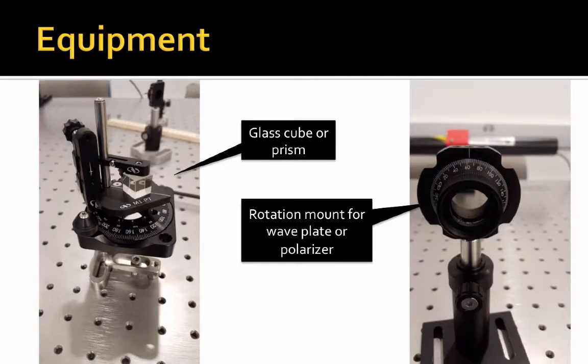All right, we are not doing a full live video for the equipment because it's the same type of equipment you've been using the last couple of weeks. What you have here is a couple of new mounts. One is a rotation mount on the right. You've seen these with some of the optics already. We'll do some work with the rotation mounts with either wave plates or polarizers. And the piece on the left is something like either a glass cube or a prism that we will use to reflect light off of to test when light is polarized.